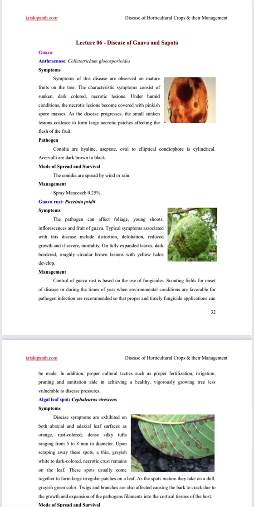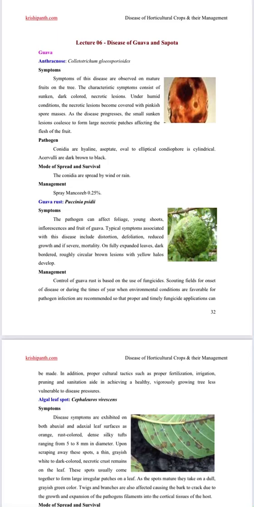First is the disease anthracnose. The causal organism is Colletotrichum gloeosporioides, and I will explain the name of the disease, importance, symptoms, causal organism, epidemiology, disease cycle, and integrated management of disease of guava.